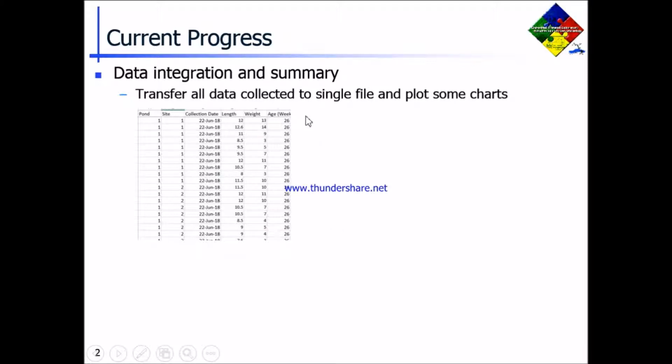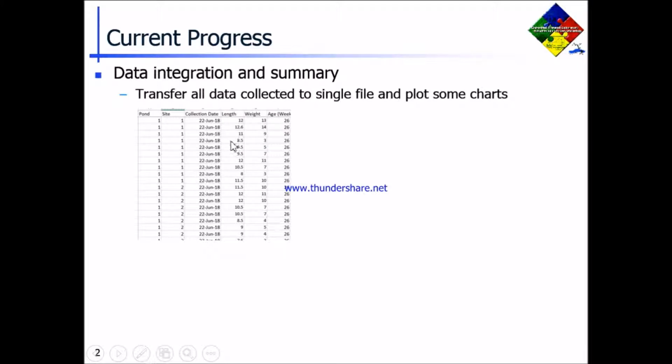What I did here is I gathered all of the Word files containing the collection data in different weeks. It also contains the length and weight of the shrimps. I integrated it, or transferred it, into a single file as shown here, and sorted it by pond number, site, and collection date.